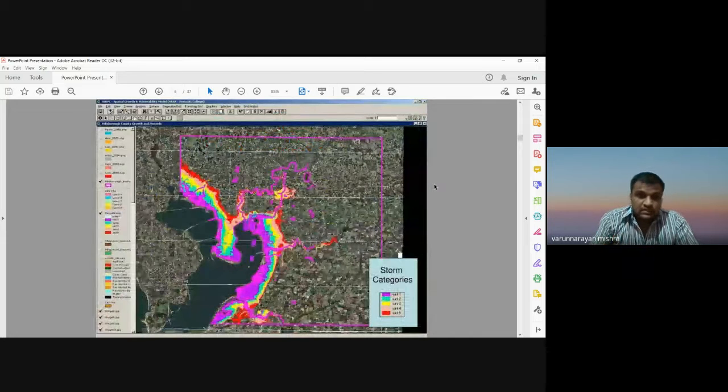Okay, so this is the layer, as you all know. These are the multiple layers integrated in a single platform. Storm categories means it is showing the areas which are most affected by the storm in case of any storm near the area. Okay, so this has multiple vector layers.